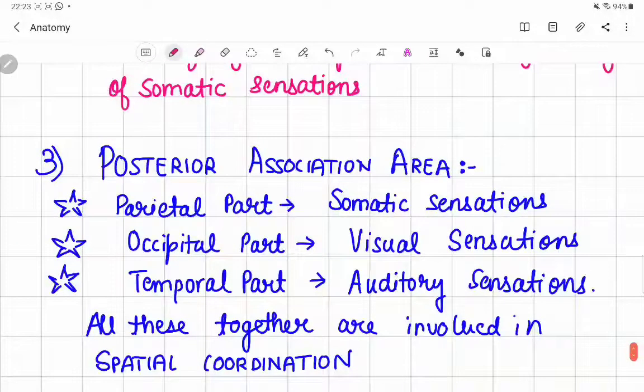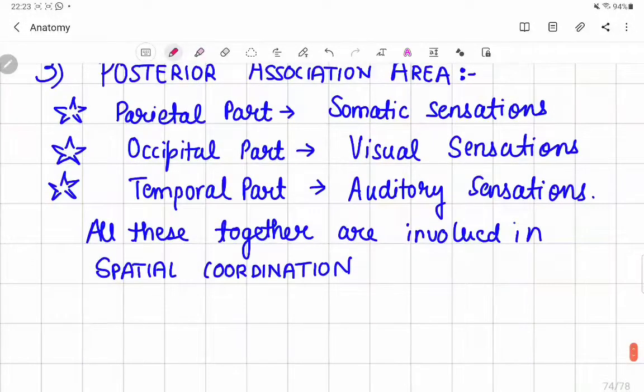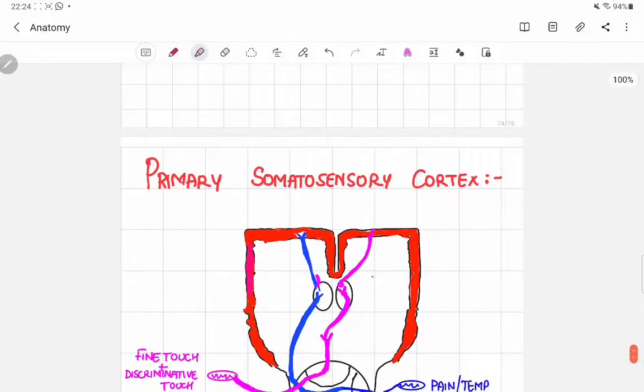The third is the posterior association area, which is located in all of the parietal lobe, the occipital lobe, and some of its part in the temporal lobe. The parietal part is involved in somatic senses, the occipital part is involved in visual sensations, and the temporal part is involved in auditory sensations, right? All these together are included in spatial coordination, so together we give them the name of spatial coordination, right? So let us see each of these areas in further detail.